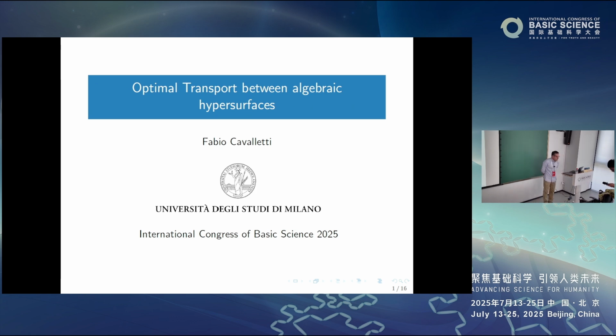So thanks for the nice presentation and for the invitation to deliver this talk. My main field of expertise is optimal transport, but in this presentation I would like to talk about a recent project where we try to merge techniques from, let's say, complex algebraic geometry and optimal transport.